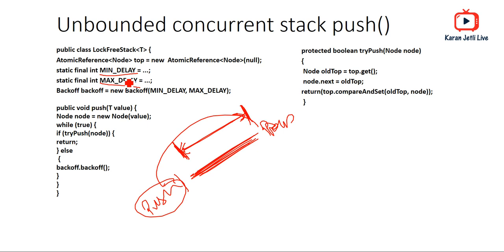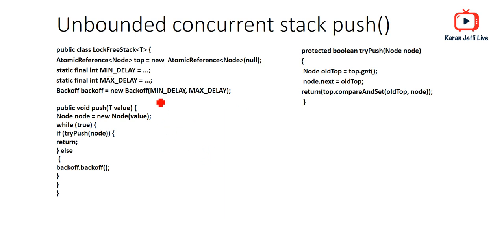So then we have back off. As I told you, back off works with the minimum and maximum delay. It means if any thread tries to push an element into the stack, if it is successful, fine, otherwise it backs off for this period of time which is decided by the minimum and maximum delay. Similarly, if a thread wants to pop an element from the stack, if it is successful, very good. If it is not successful, then again it backs off for this period of time. So this is the job of back off.